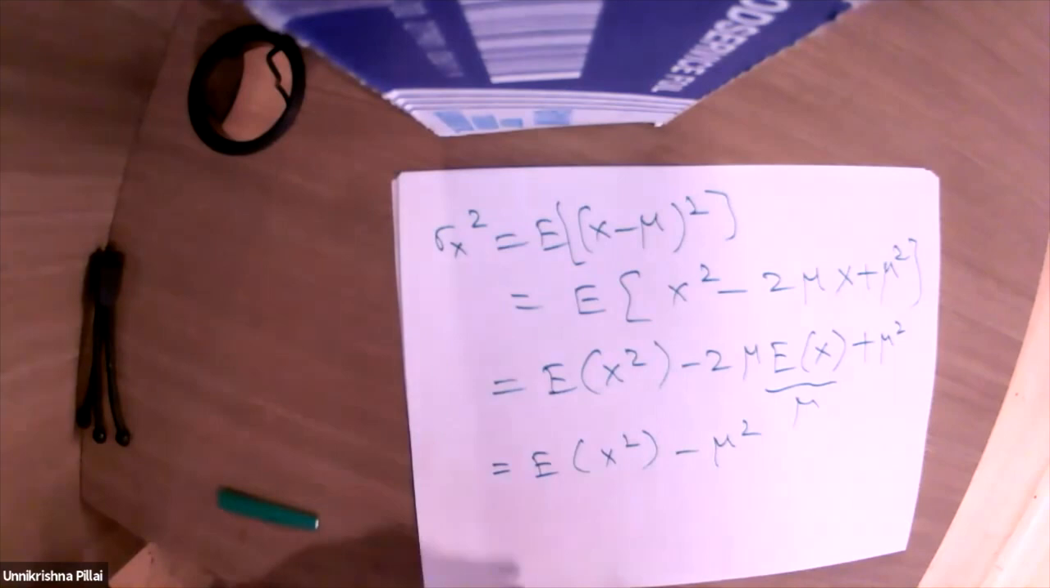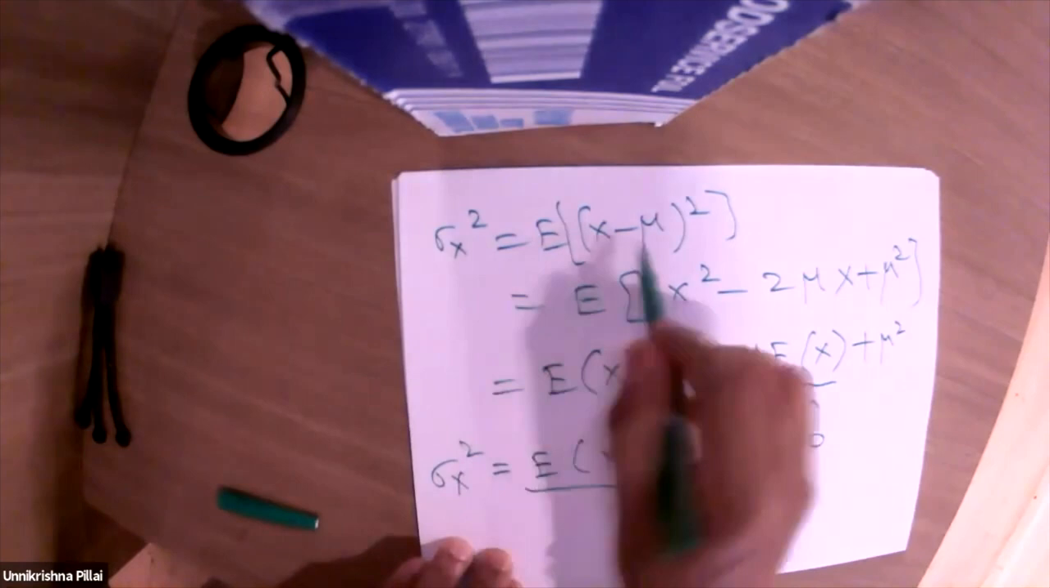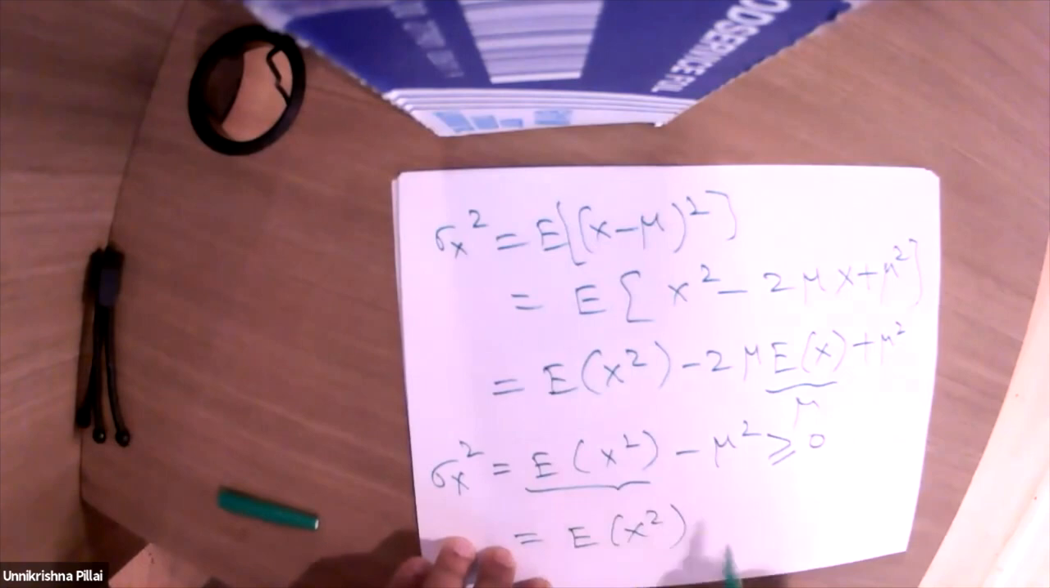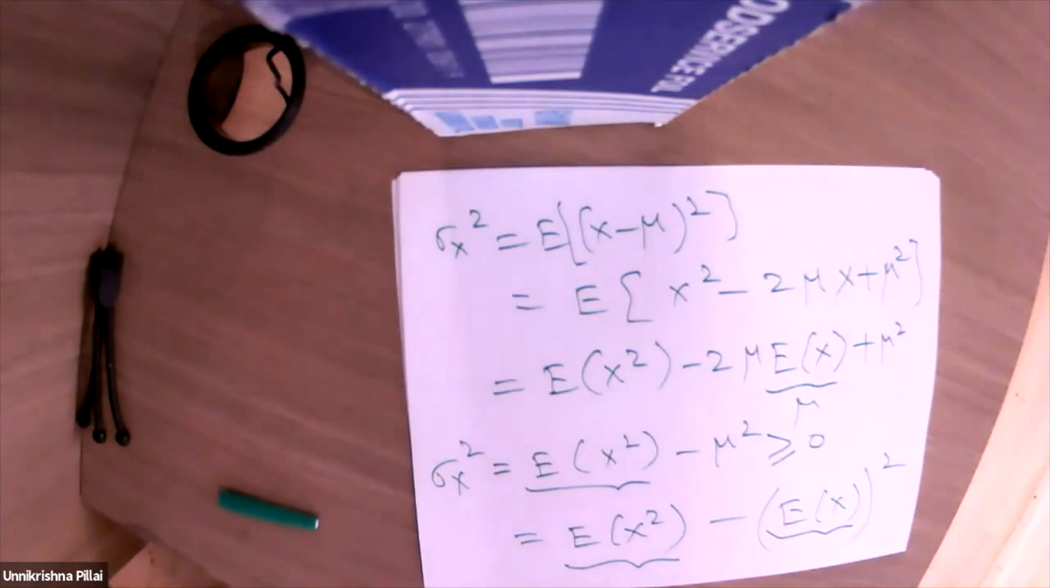So this is a formula we may use. If you want variance, you don't have to compute this all the time. You can write this as expected value of x squared minus expected value of x the whole squared. So if you know the first moment and second moment, you can find the variance. This is a useful expression, and this is the way we compute the variance.